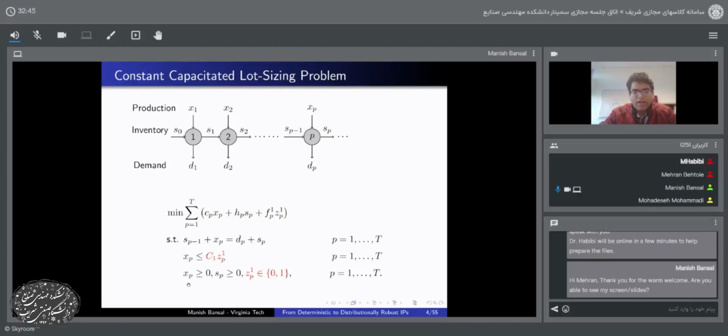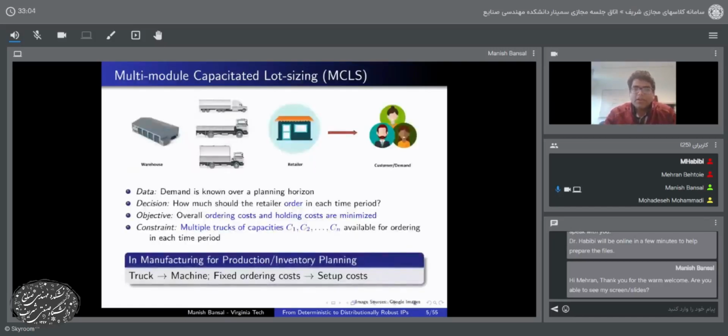Okay. And my XP, which is the production, and the inventory variables are greater than or equal to 0. And Z1P is my binary variable. So this is a typical constant capacitated lot sizing problem because I have one truck in each time period. Now, this problem can be extended to what we refer to as a multi-module capacitated lot sizing problem.